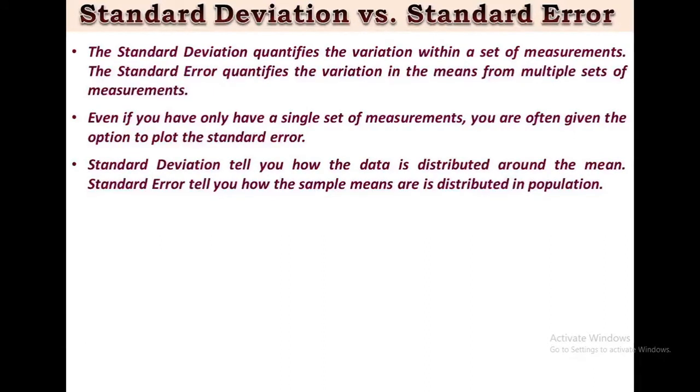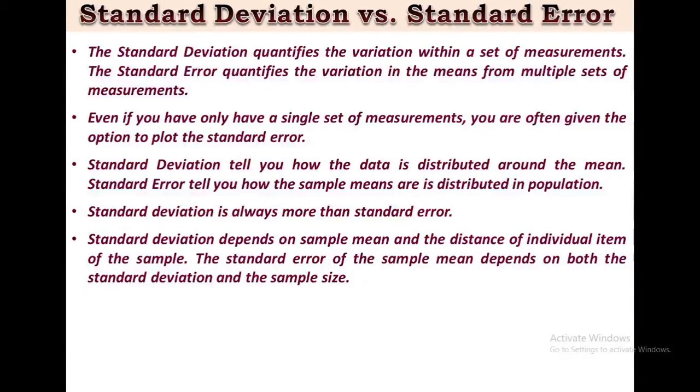Standard deviation tells you how the data is distributed around the mean. A big standard deviation means some of the data are pretty far from the mean. In almost all cases, you should plot the standard deviation since graphs are usually intended to describe the data you measured, whereas standard error tells you how the mean is distributed. Standard deviation is always more than standard error because raw data is always more widely distributed compared to the mean of samples.